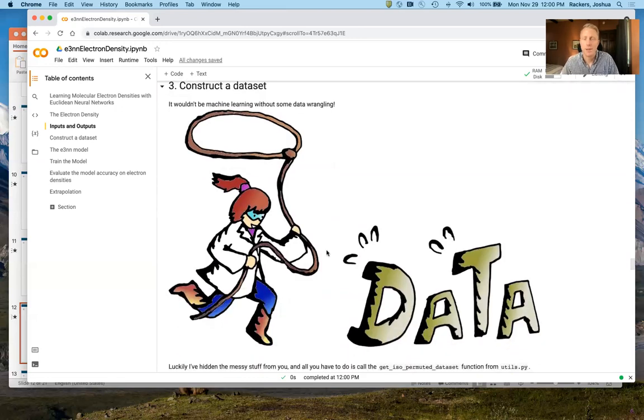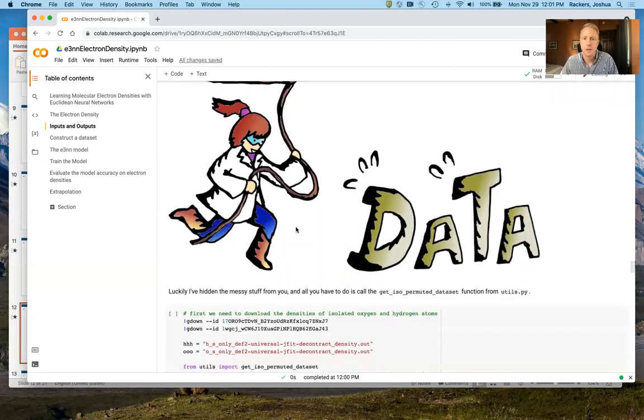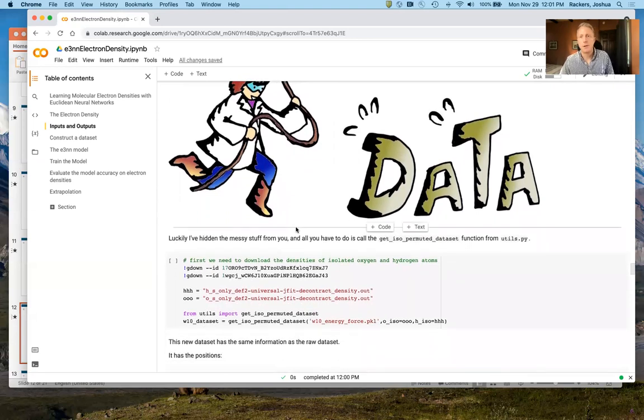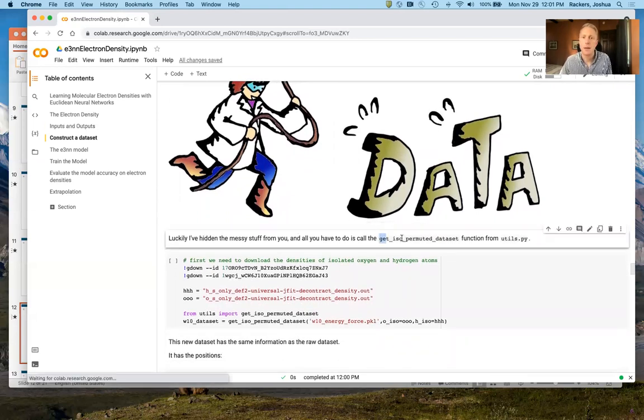All right, so excuse my corny graphic here, but now we need to turn this raw data into data that e3nn can use. And we're not going to delve into all the messy details here. I've hidden most of it away in this get iso permuted dataset function that's in this utils.py.